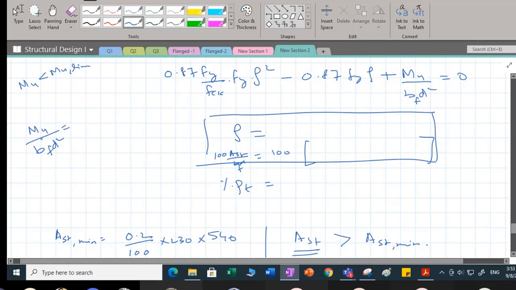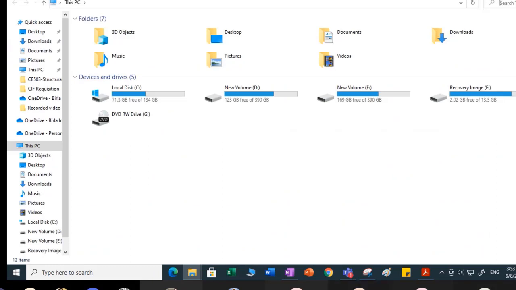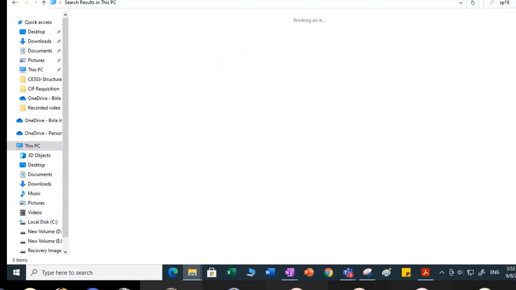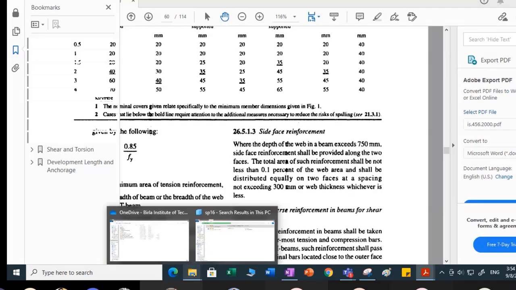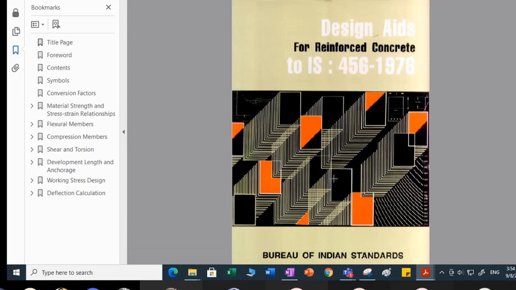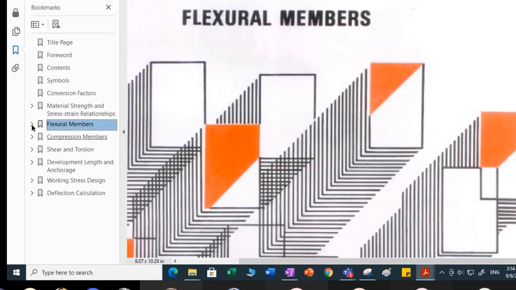What I request you is to compute Mu by bd square. How much is it coming? Can you tell me? 0.53. Okay, so remember it is 0.53. Let me open SP16, which you will be using. This code you are going to use when we design a column subjected to biaxial moment and uniaxial moment, or for designing a slender column. There you will be using this SP16. So here we have this SP16. I'm talking about flexural member, so I'll click flexural member.